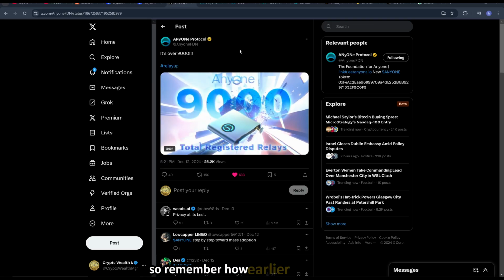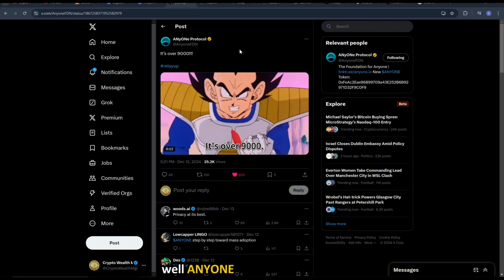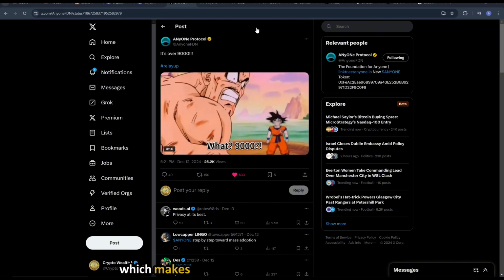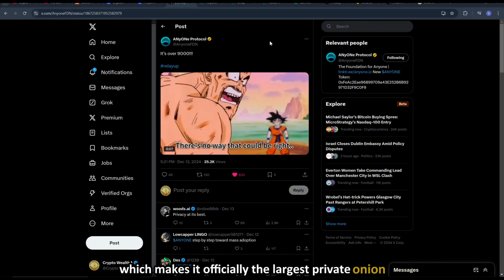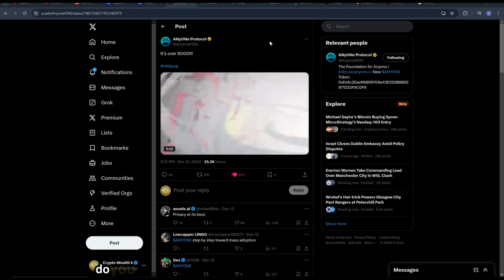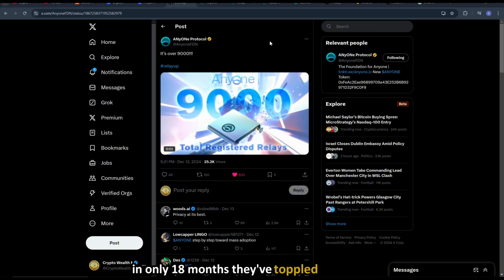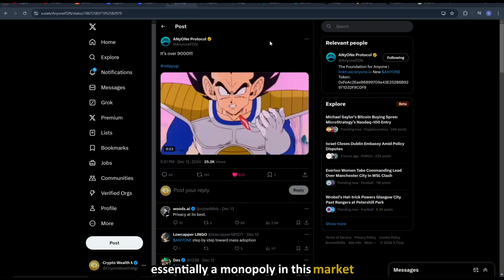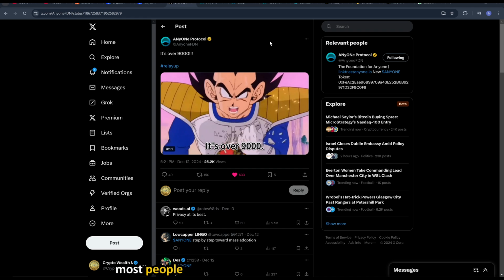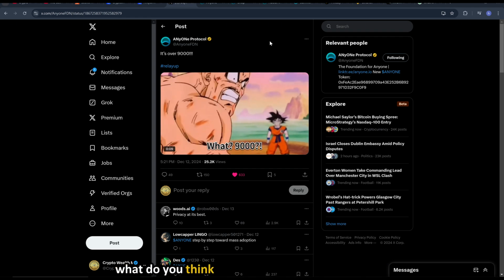So remember how earlier I mentioned Tor has around 7,500 relays? Well, ANyONe now has over 9,000, which makes it officially the largest private onion routing network in the world. Do you know how monumental of an achievement this is? In only 18 months, they've toppled what was essentially a monopoly in this market. And the craziest part is, most people haven't even heard of this project yet. What do you think is going to happen when they do?